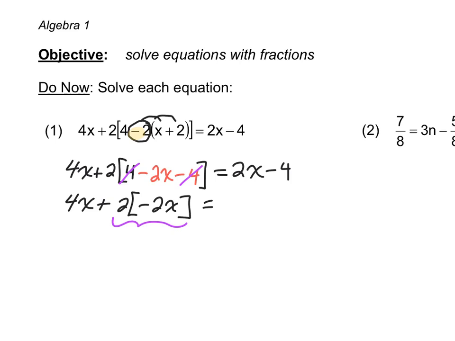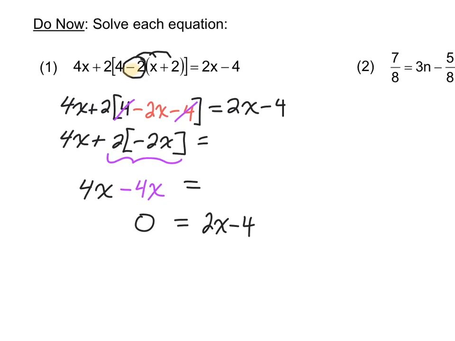2 times -2x would be -4x. So 4x minus 4x, 0. So now I'm going to incorporate the right-hand side. So 2x minus 4. Oh, spoiler. So what do I do now? Add 4 to both sides. We're looking at 4 equals 2x.